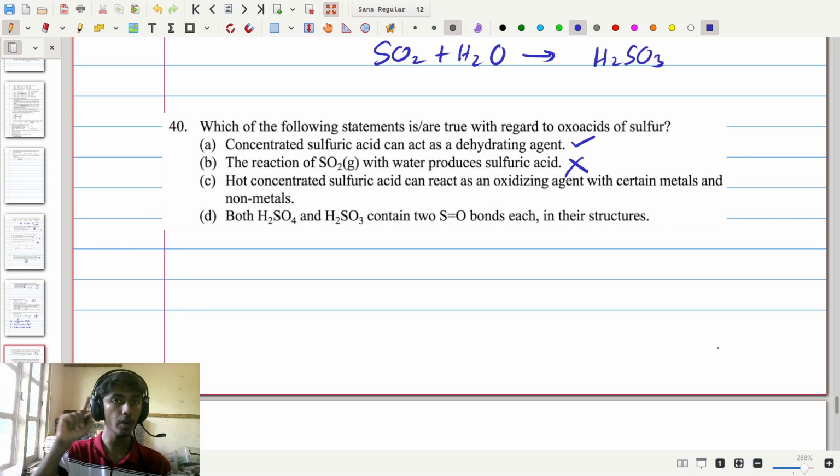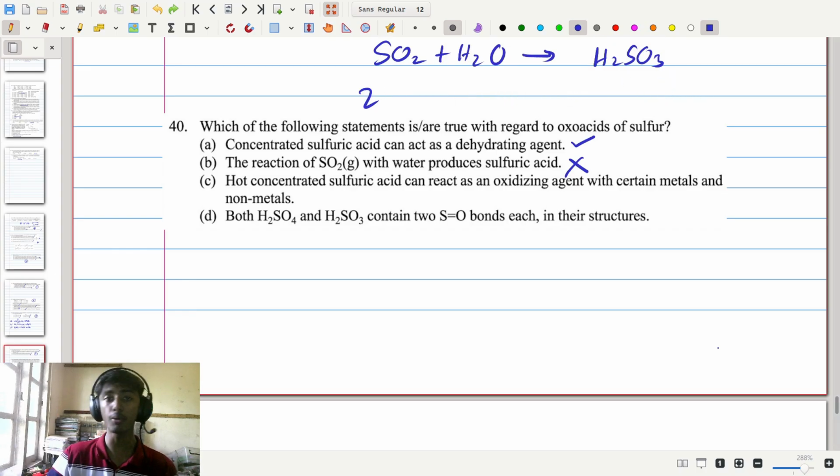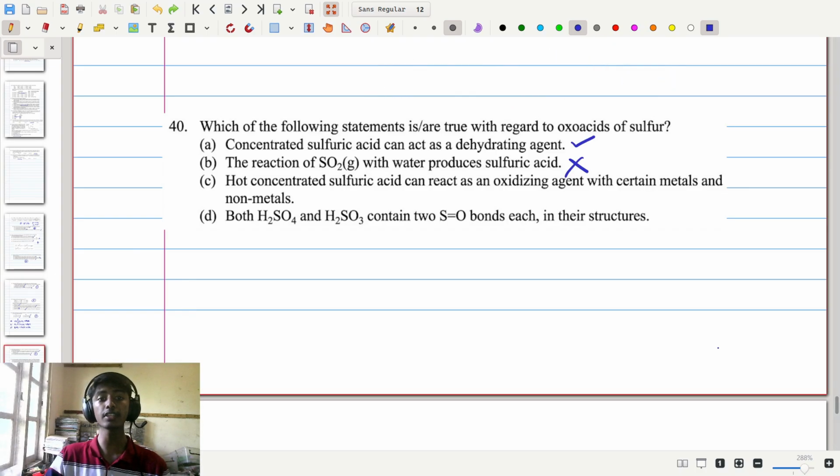H2SO3. However, if your water has some oxygen dissolved in it and you have enough time, through a process known as autooxidation, your H2SO3 will actually react with the oxygen and turn into H2SO4 or sulfuric acid. However, since this is a product that happens later and not the direct product of sulfurous acid, statement B is still false. Now moving on to statement C, it says hot concentrated sulfuric acid can react as an oxidizing agent with certain metals and non-metals, which is true.